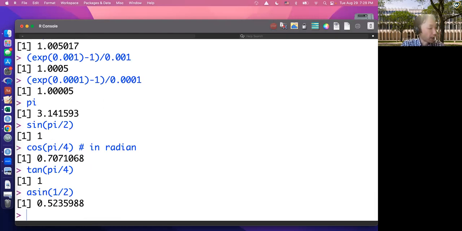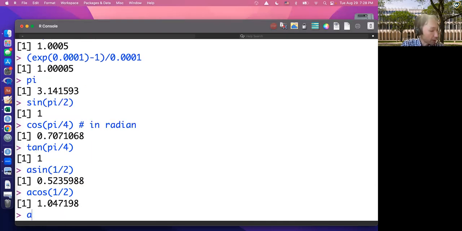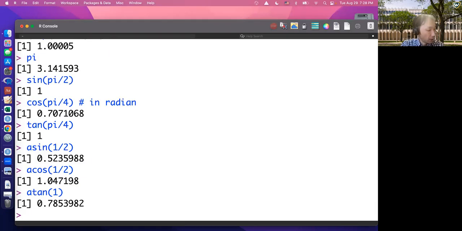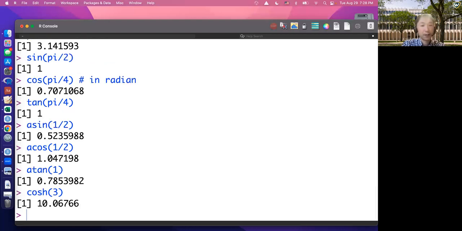So maybe we don't use many functions, but also we have the arcsine or arccosine, arctangent, and even the hyperbolic cosine, and so on. So many functions are equipped with the base R language. And next, the factorials.